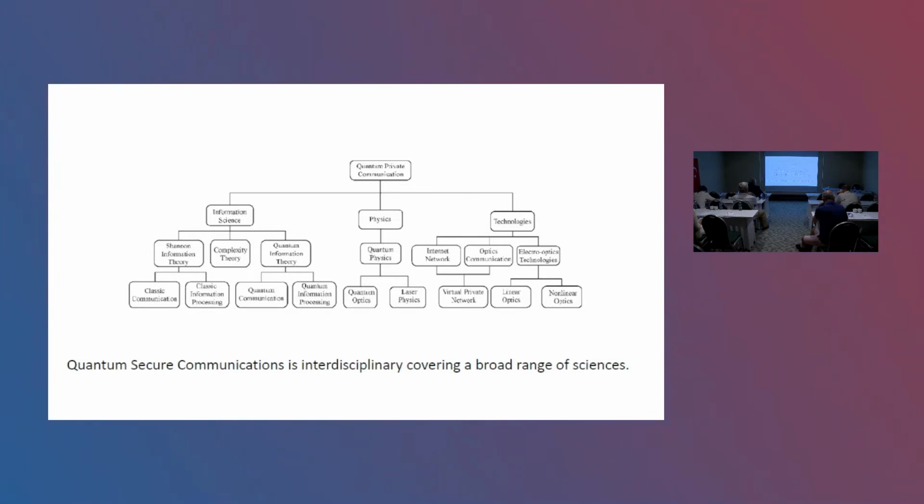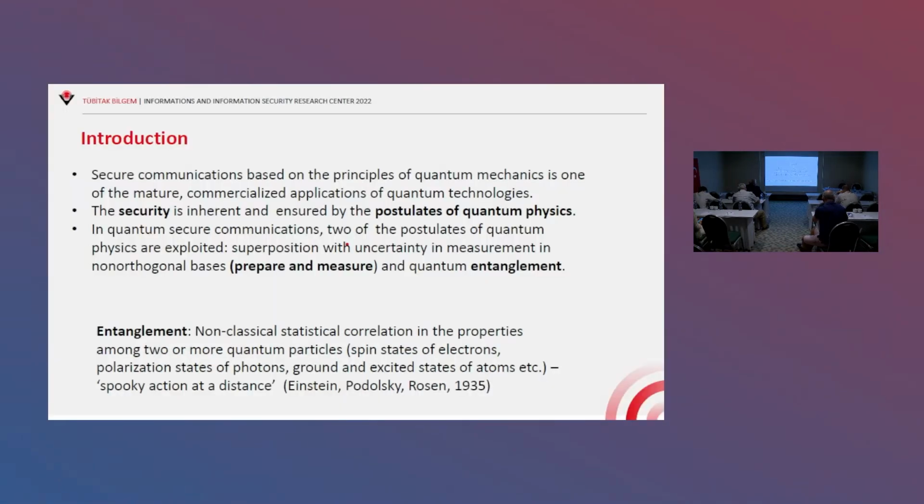Quantum secure communications is really an interdisciplinary subject. It covers a broad range of sciences, including information science, physics, engineering applications, Shannon information theory, as well as quantum information theory, complexity theory, and many other fields. So it's at the intersection of all these different scientific areas.